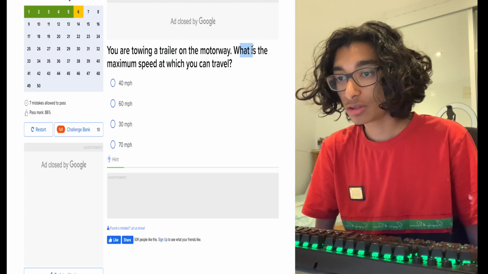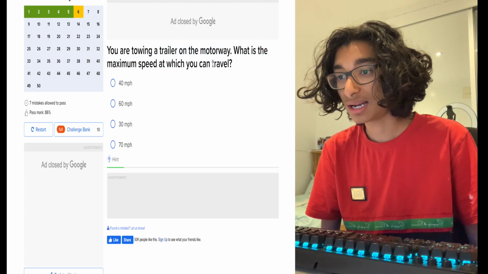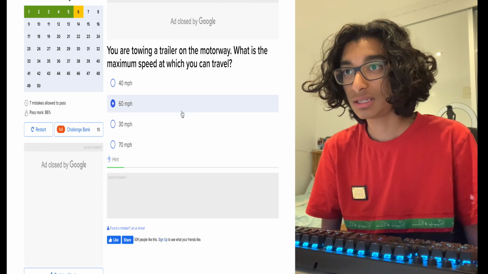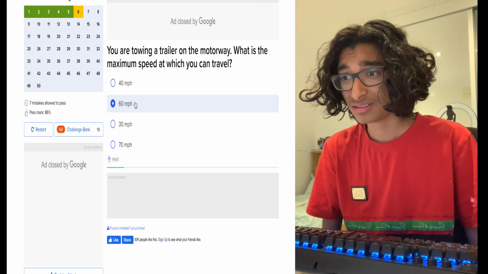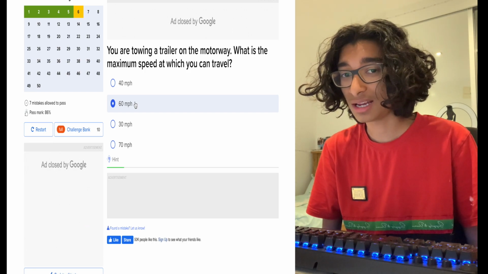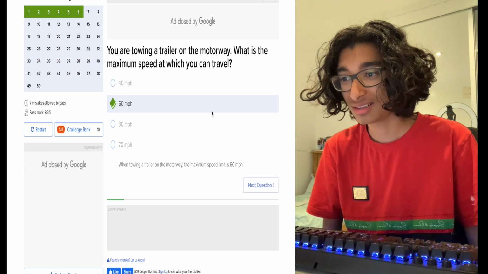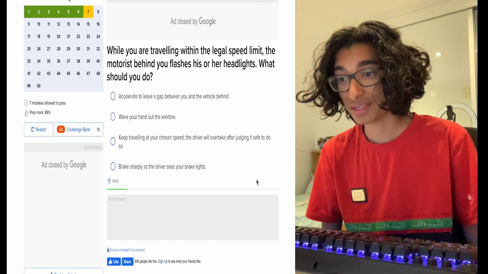You are towing a trailer on the motorway. What is the maximum speed at which you can travel? Well, I know 70 miles per hour is normal, so I'm assuming 60, 10 below because it's towing a trailer. Maybe it's probably 70, but let's go with 60. Oh, I was right. Yay.